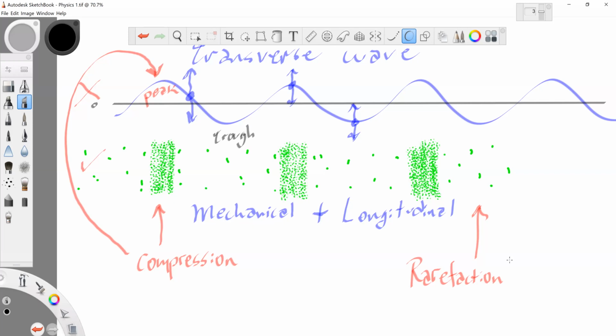So rarefaction is also represented right there. So mechanical longitudinal waves are compressions and rarefactions; electromagnetic waves are not. We already talked about that.